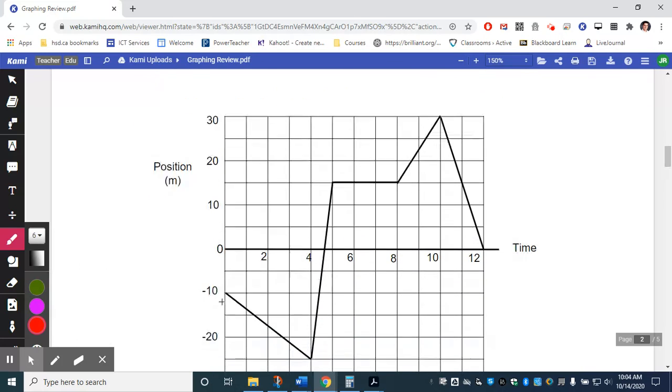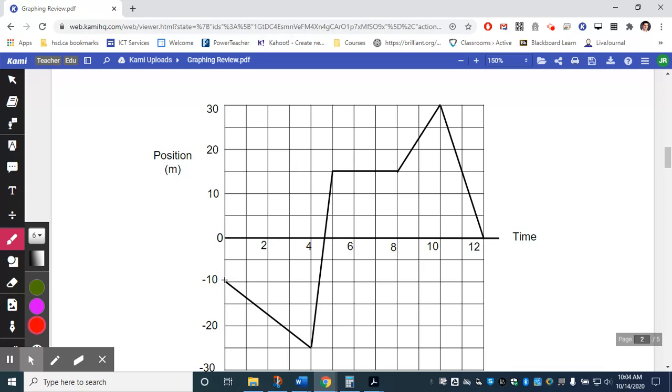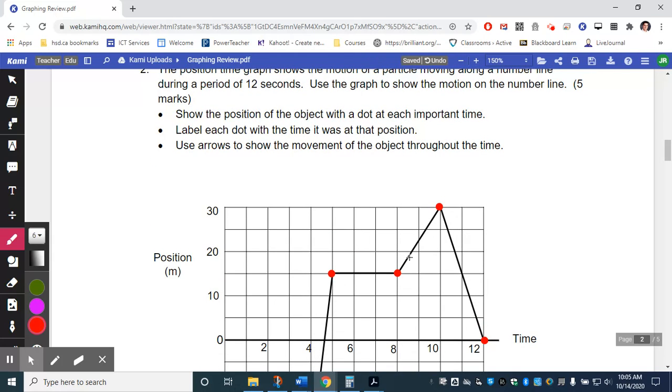So pretty simple start. The important times are here, here, here. How am I picking these? Just randomly? No, I think you see them right away. They're each intersection or corner where something happens. So we used a dot and we marked the important sections. Now, let's label each dot with the time it was at that position.